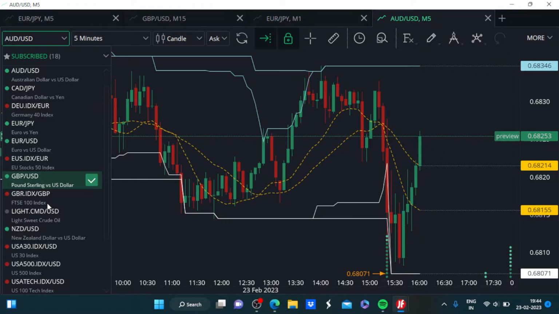Now let's see where the euro stands. For euro, we have seen this prior swing high forming a lot earlier in the day.